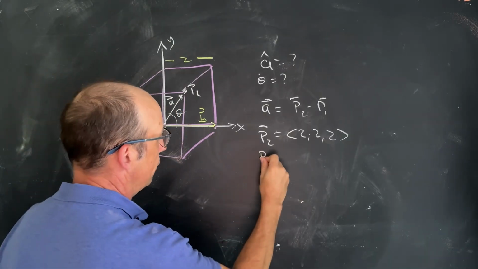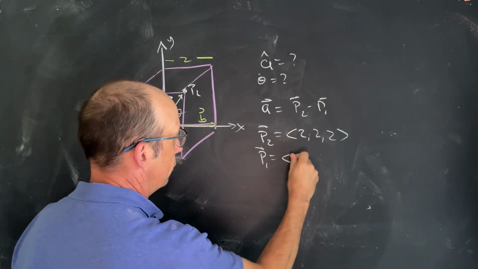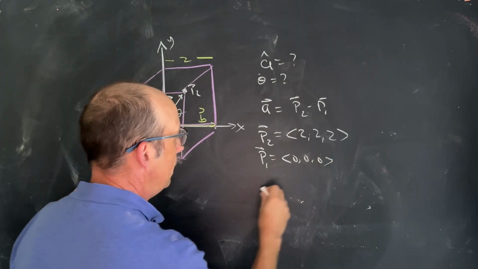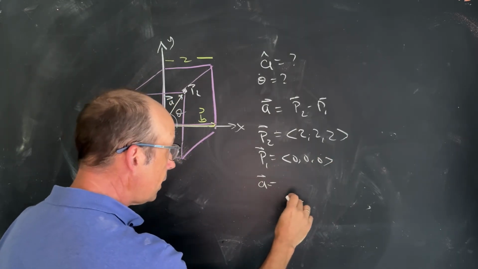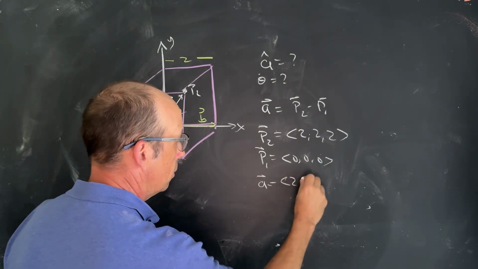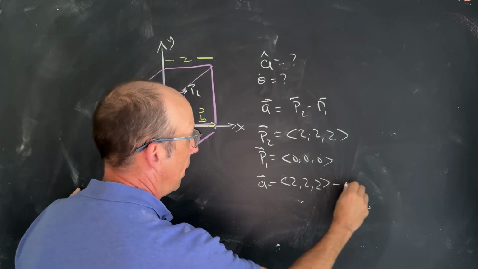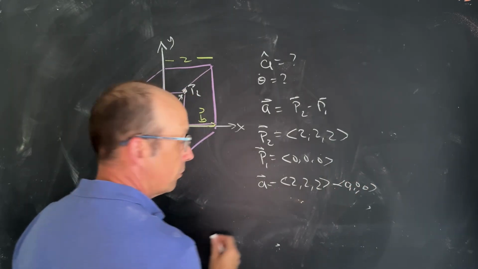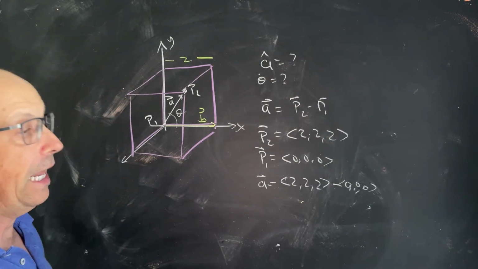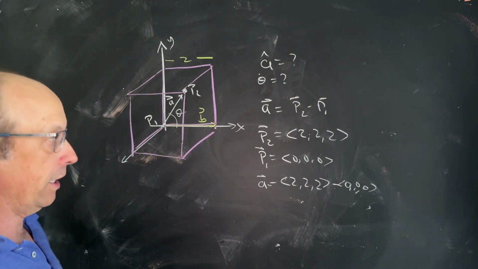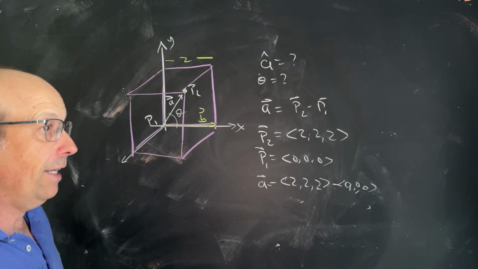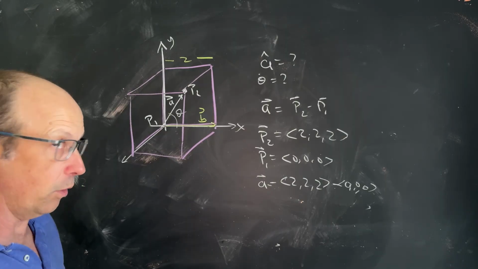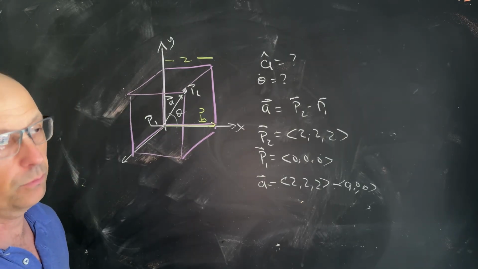And then P1 should be pretty obvious. It's the vector 0, 0, 0. So the vector A is going to be 2, 2, 2 minus 0, 0, 0. So A is 2, 2, 2. Now, how do we find the unit vector in the direction of 2, 2, 2? Well, it's going to be in the same direction as 1, 1, 1, right? We don't have to do it that way.